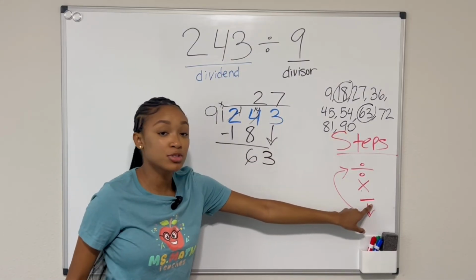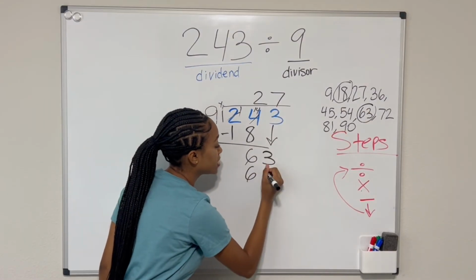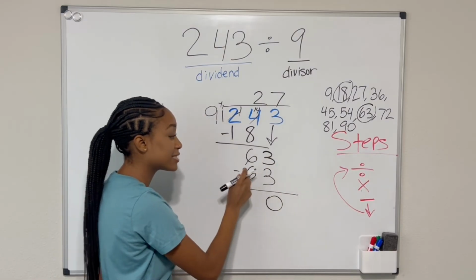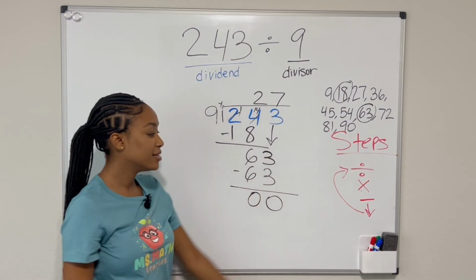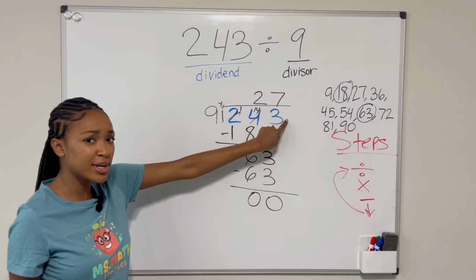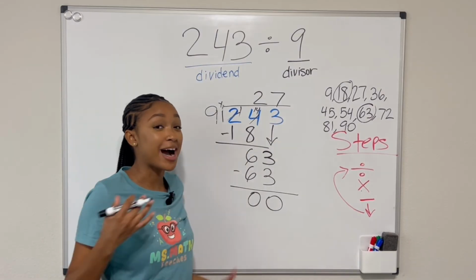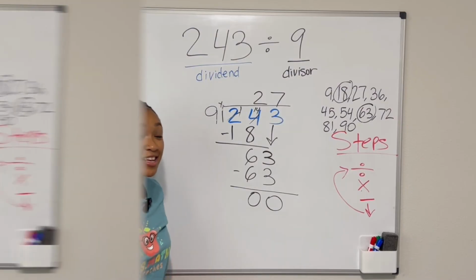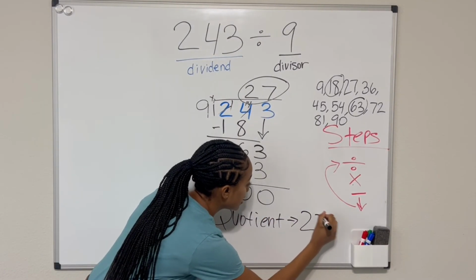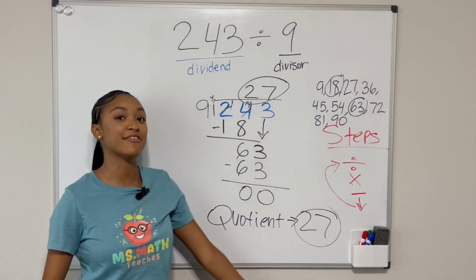Our next step is to subtract. Write your answer that you got from 9 times 7, which was 63, and subtract those. 3 minus 3 is 0. 6 minus 6 is 0. My next step is to bring it down. Do I have anything to bring down? No. And I see that these are both 0, so I know that I am done. My quotient is 27. Final answer? 27.